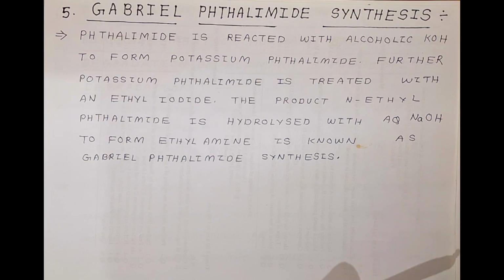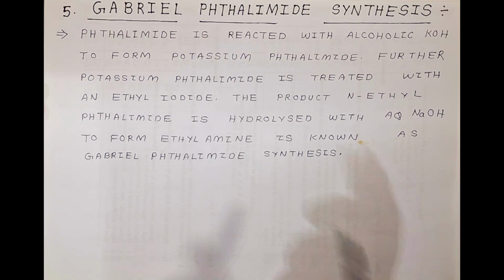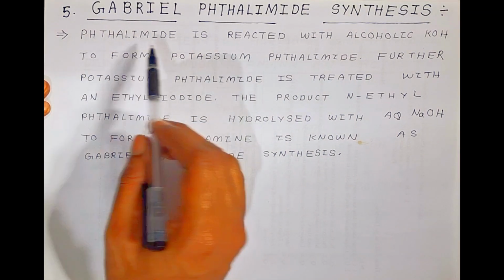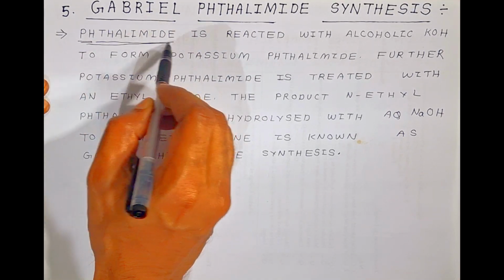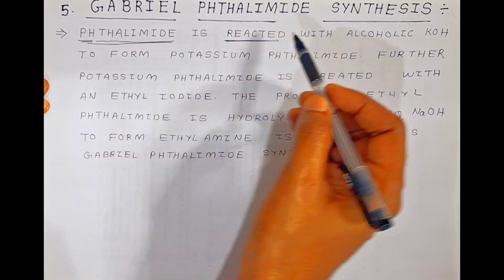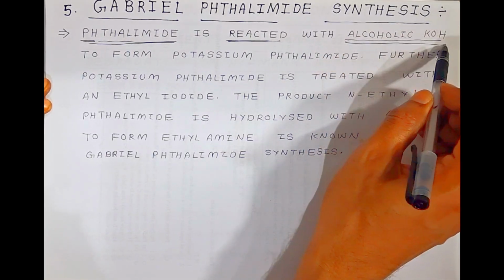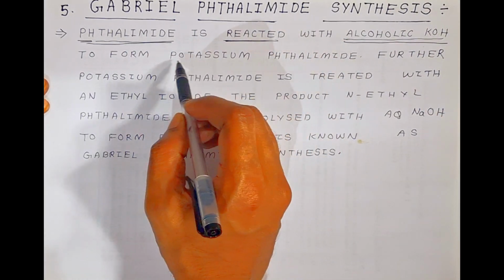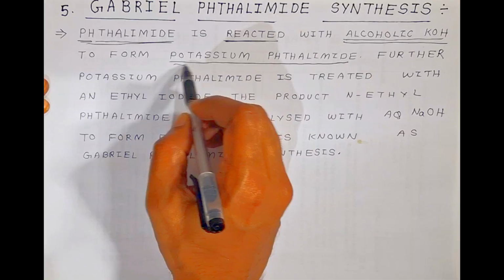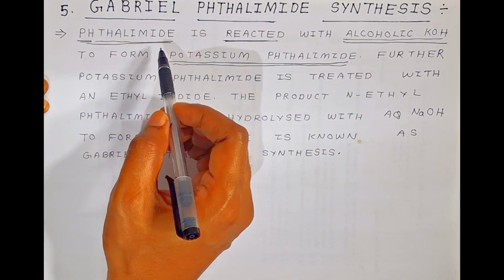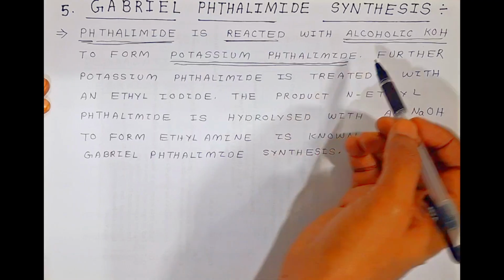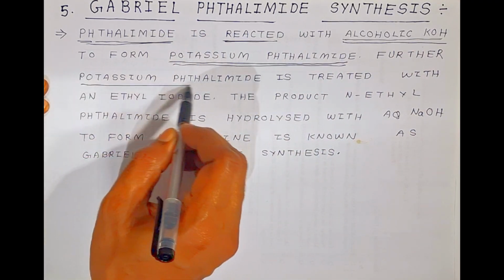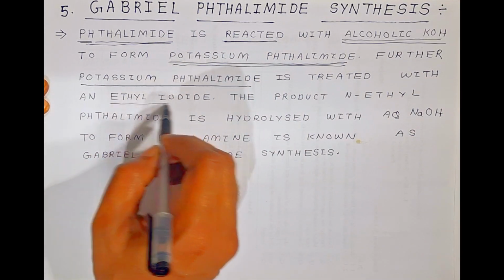In board examinations, sometimes they may ask students what is Gabriel phthalimide synthesis. So this way students you have to present the answer. Phthalimide is reacted with alcoholic KOH to form potassium phthalimide. So students, when phthalimide is reacted with alcoholic KOH, it will give you the salt, potassium phthalimide. Further, this potassium phthalimide is treated with ethyl iodide.